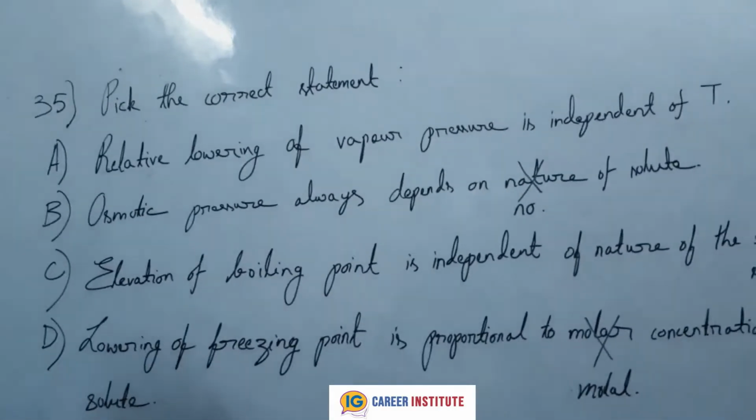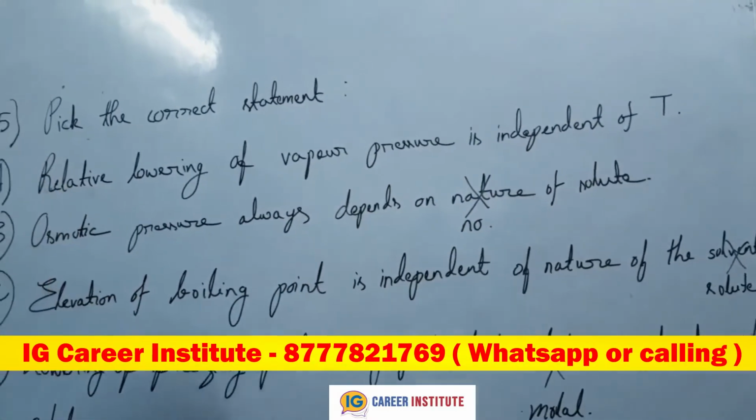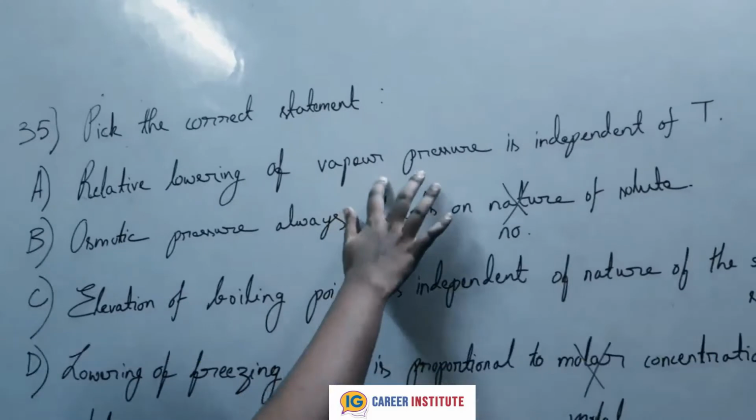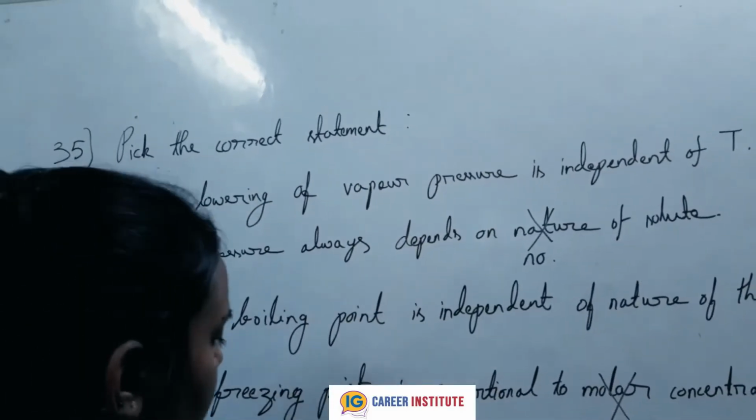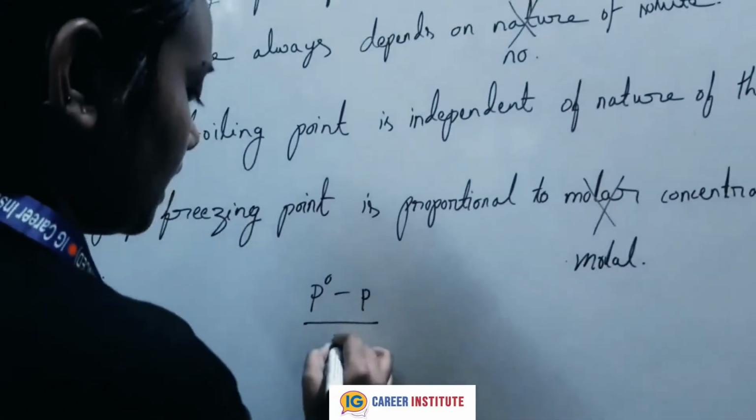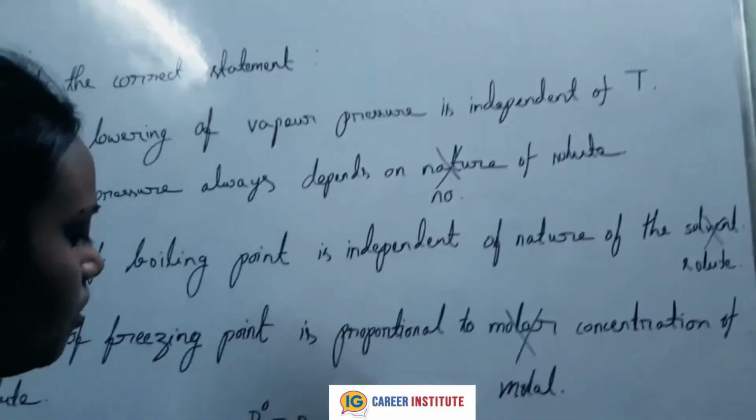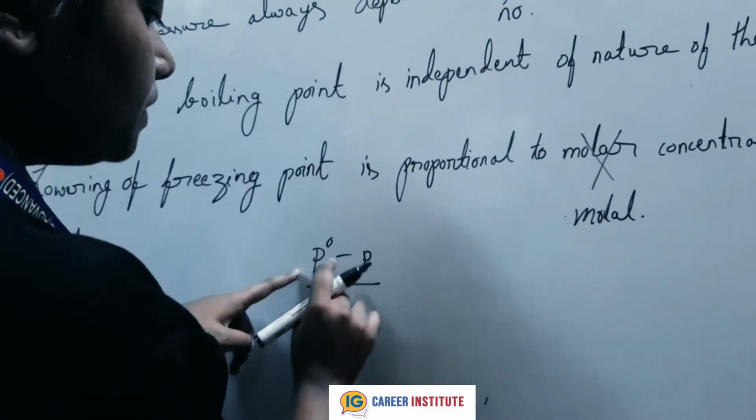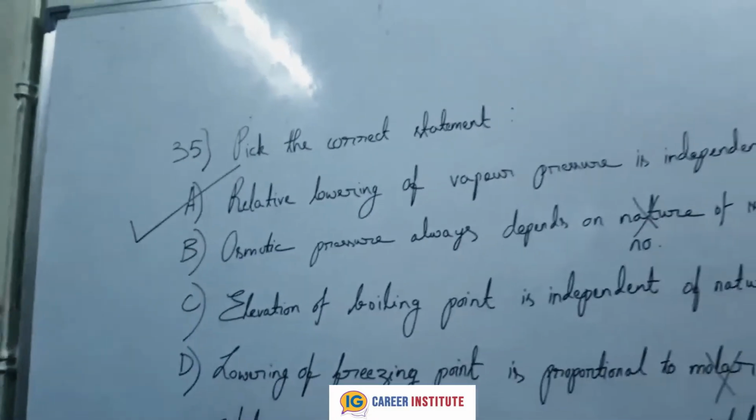Okay, and the option A is relative lowering of vapor pressure is independent of T. Basically it's correct because vapor pressure depends on temperature, but the relative lowering of vapor pressure, that is P0 minus P by P0, that the difference, because if I change the temperature, both P0 and P will change to similar extent, but the difference will remain the same, right? So basically option A is the correct option.